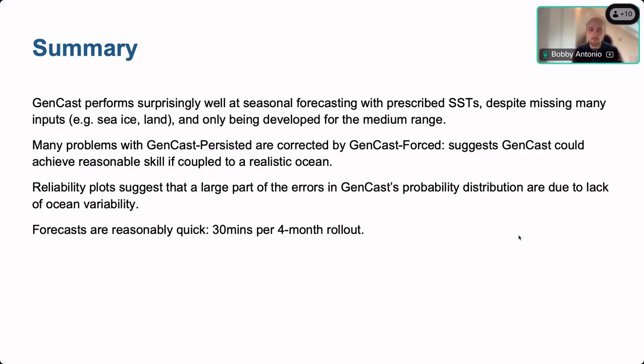And it's also worth noting, as with a lot of machine learning models, these are relatively quick. So it's 30 minutes for a 40-month rollout, which for the comparable resolution model of the IFS would be about 2.5 hours or something like that. That's not as drastic an improvement as other models, which are a lot faster than the diffusion model, but still quite an improvement.